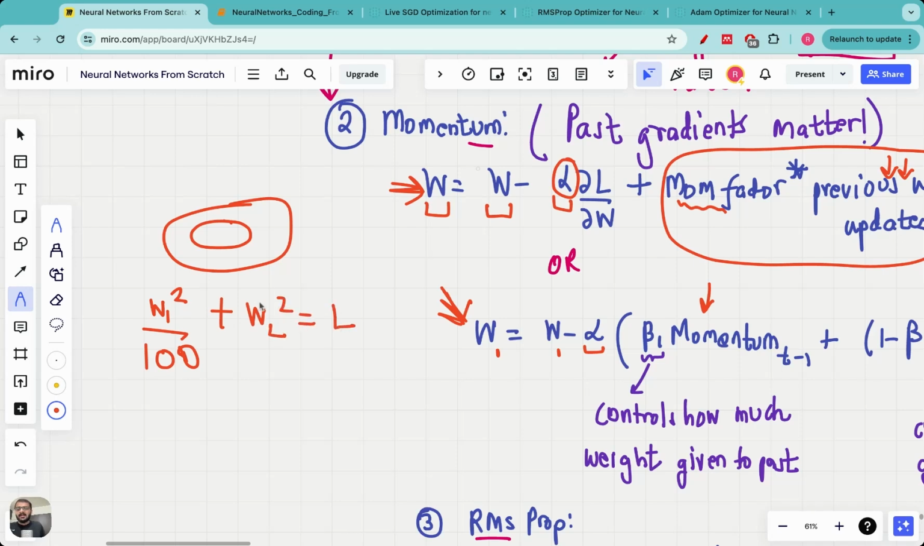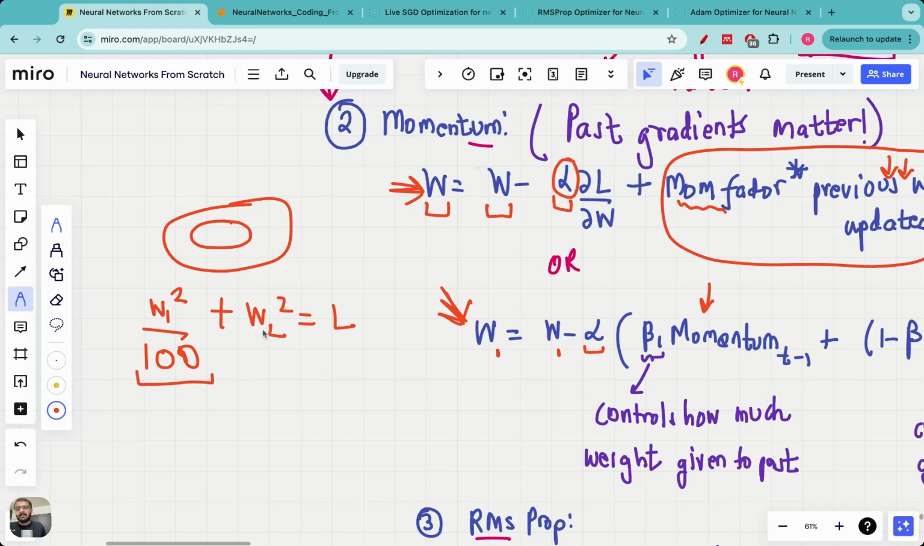Now you can see that even small changes in W1 will not lead to too much change in the loss because there is a division of 100 here. But small changes in W2 will be now 100 times more powerful because it does not have the division factor. So shouldn't this mean that we should take larger step sizes for W1 and smaller step sizes for W2? Shouldn't we have adaptive gradients?